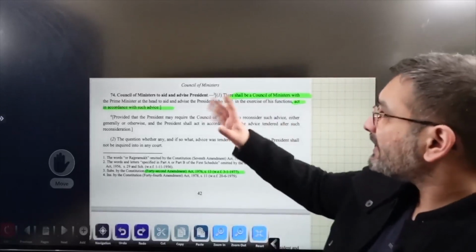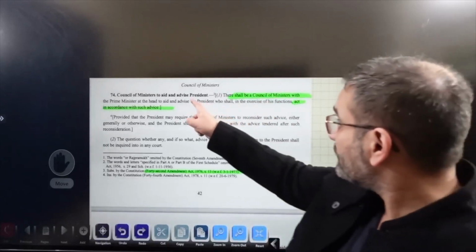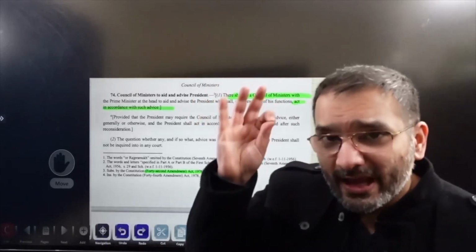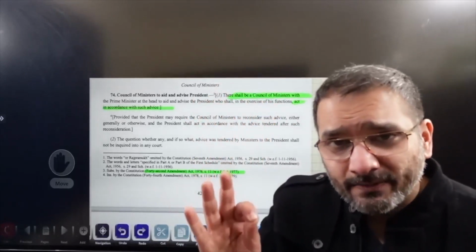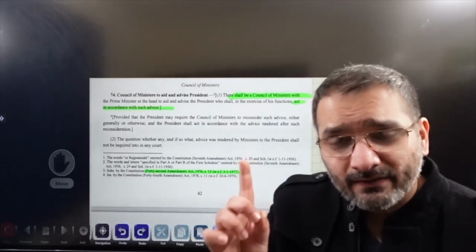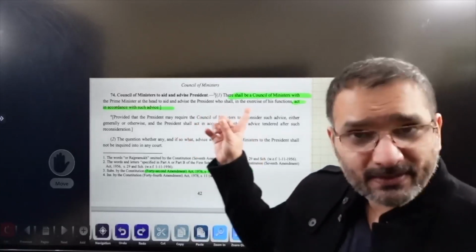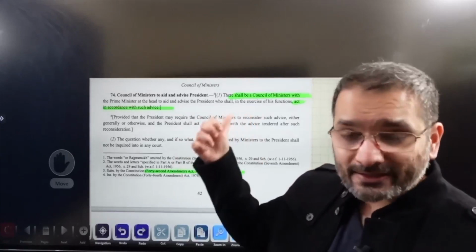So the Council of Ministers is to aid and advise the president. Every time that you're writing an answer on the president and Council of Ministers, never ever forget to quote NB Khare versus Election Commission of India.